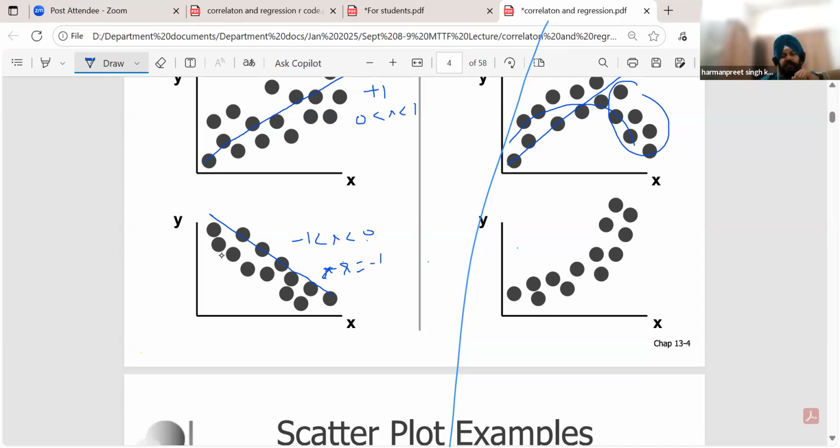So again, we see that there's a curve, and most of the points do not lie on the straight line, so they behave like some exponentially growing values. So most of the points do not lie on the straight line, so we can say that there is no linear relationship between these two. Hope this idea is clear.